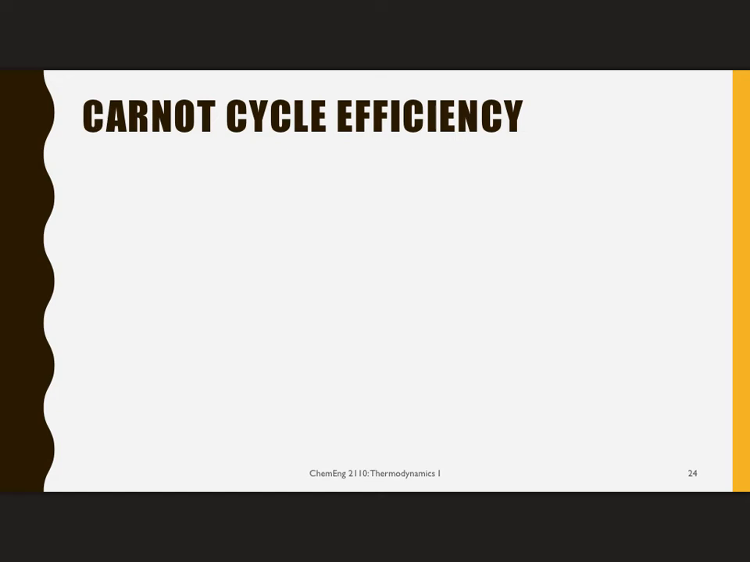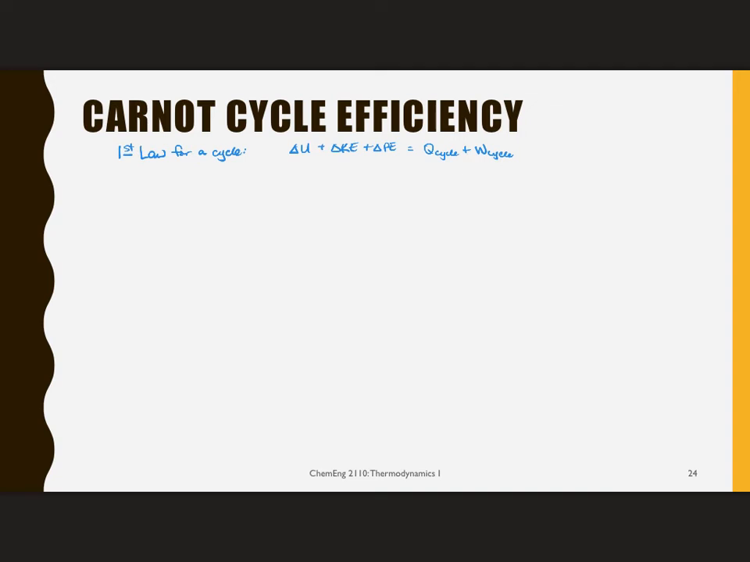Let's next use this to look at the efficiency of a Carnot cycle. Now recall that we've already said that thermal efficiency is the net work over the heat transfer in, which is Q sub H. And to understand this a little better, let's look at the first law for this cycle. Since this is a closed system, these pistons and cylinders, delta U plus delta KE plus delta PE is equal to Q for the cycle plus W for the cycle.